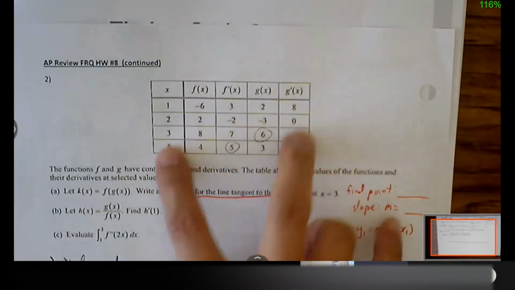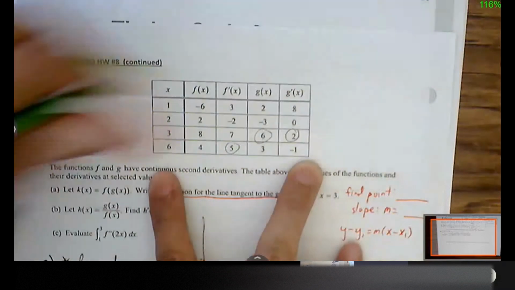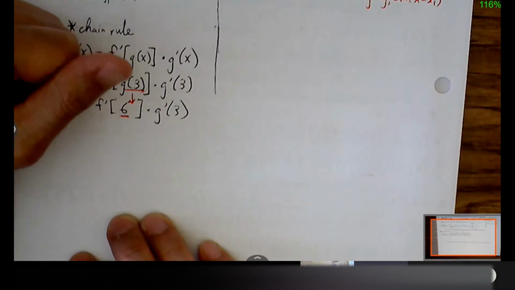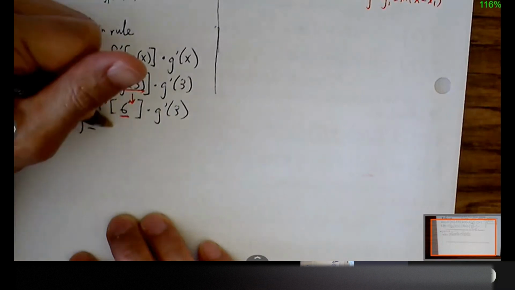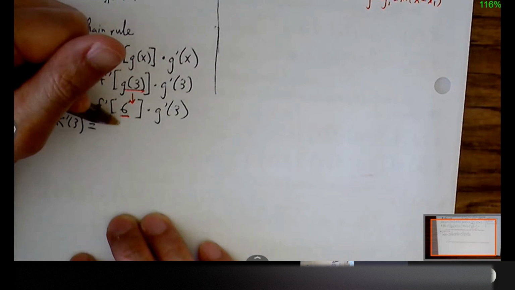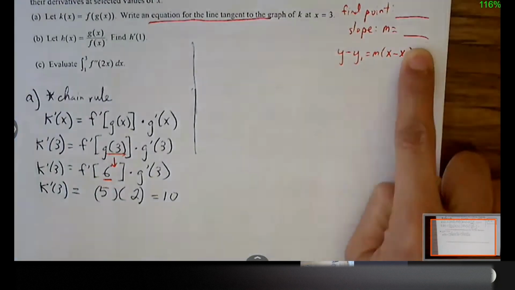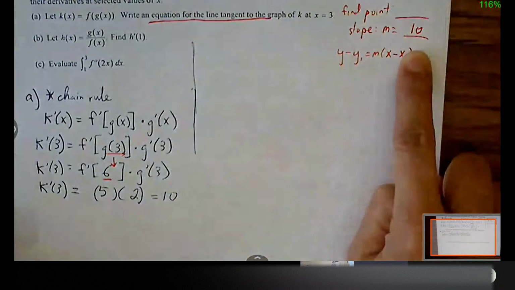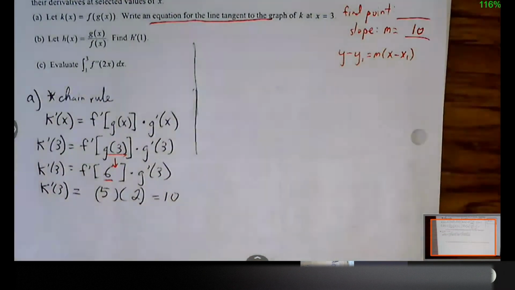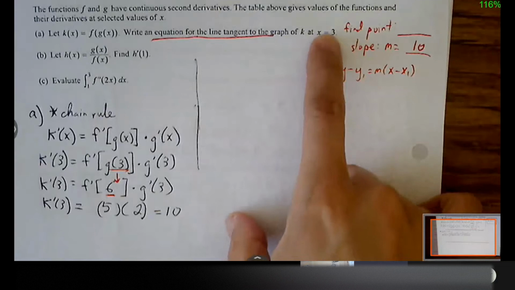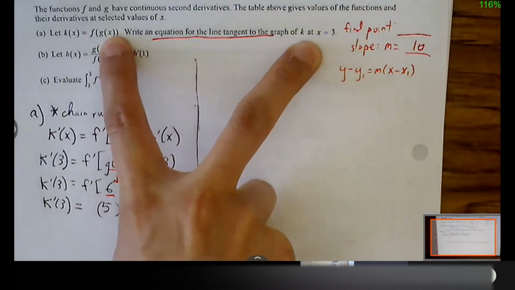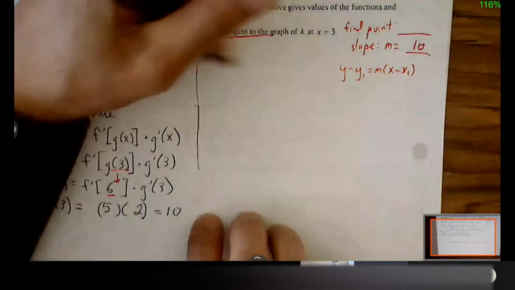G prime of 3 is 2. Okay, K prime of 3 equals 10, so there's our slope. We need to find an ordered pair. Well, we have our x value. We'll insert that x equals 3 into f of g of x.